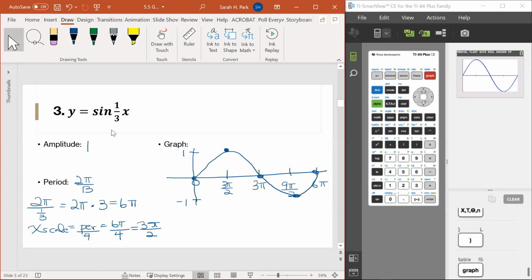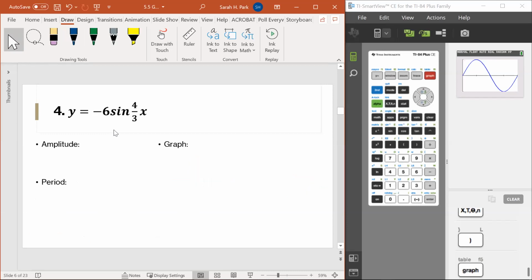Okay, let's take a look at number 4. Y equals -6 sine of 4/3 x. The amplitude is the absolute value of A. In this case, the absolute value of A is the absolute value of -6, which is 6. Period is 2 pi over B, and B in this case is 4 over 3.